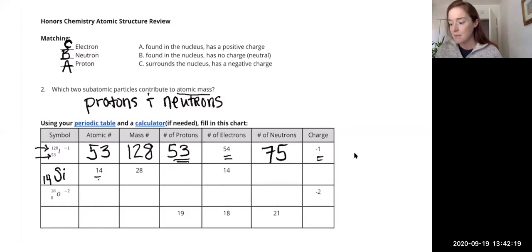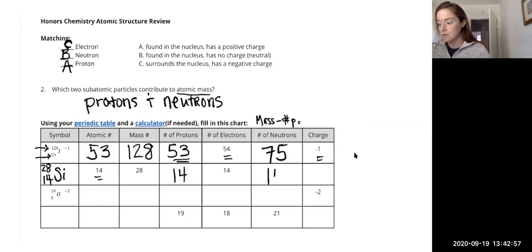We know that the atomic number is always the same as the number of protons, right? So if it's number 14, it must have 14 protons. Those are what it's based on. Okay, now we know the mass is 28, so that's going to go at the top left. And if we know the mass and we know the protons, we can figure out the number of neutrons, right? So the number of neutrons is mass minus number of protons. So 28 minus 14 is 14, okay?